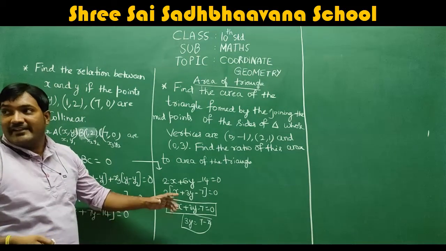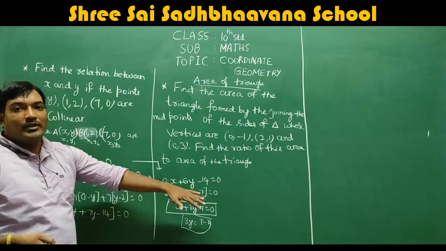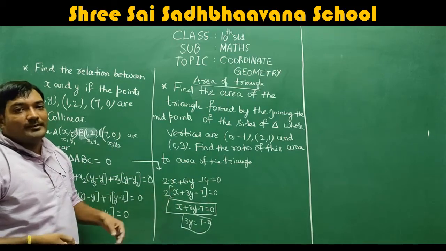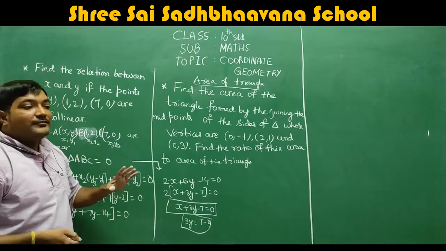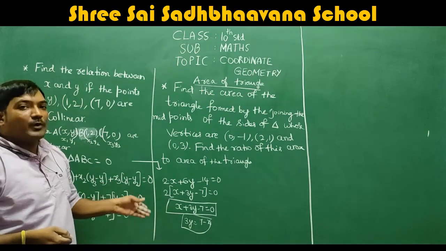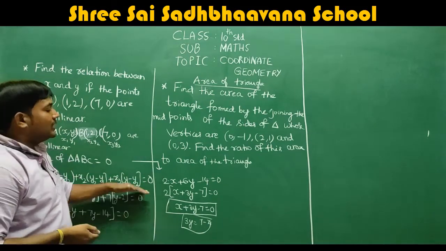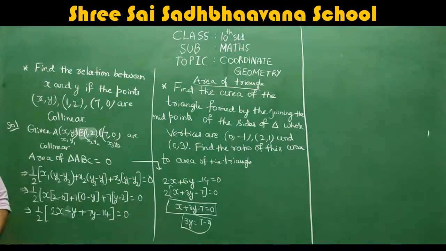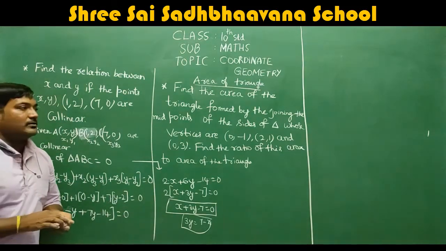Got it? If you take x as 2, you will get some y value. If you take x as another value, you will get a different y value. So the y value is depending on x. So it means y is related with x. So that is why this is also called a relation between x and y. So we found it. Okay, that's all.